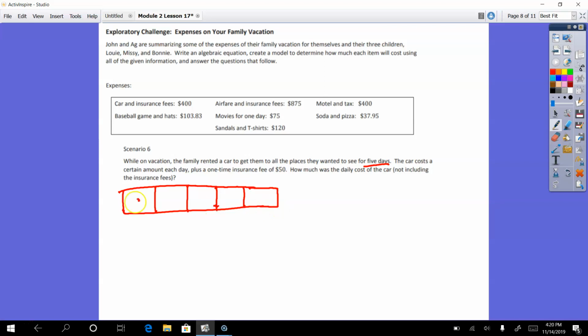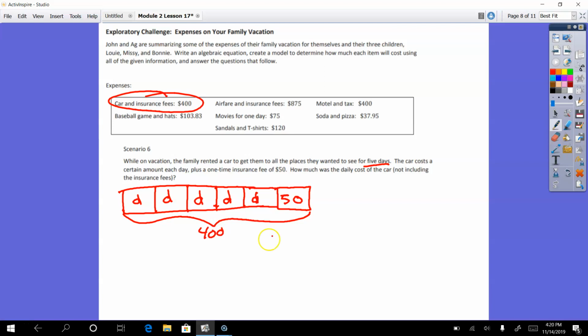That they were paying. So each day they had to pay a certain amount, an amount that we don't know. And then also on top of that, we also had to pay $50 for insurance. The total was $400. So the only thing that we know is that we were paying at least $50 for insurance. So we have $350 left for each of those 5 days. So we're dividing by 5. So 5 will go into 35 7 times, and then there's a 0. So each day the car was $70.